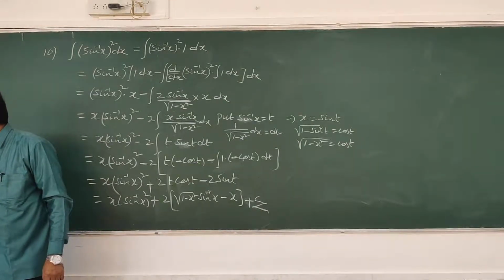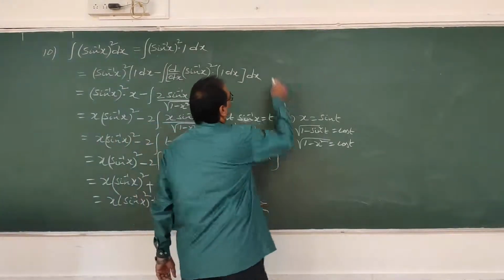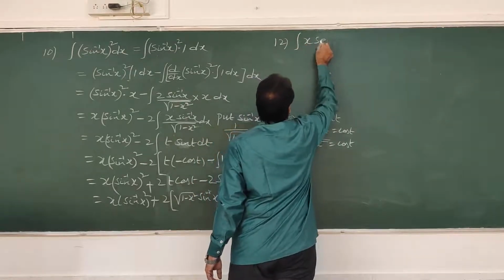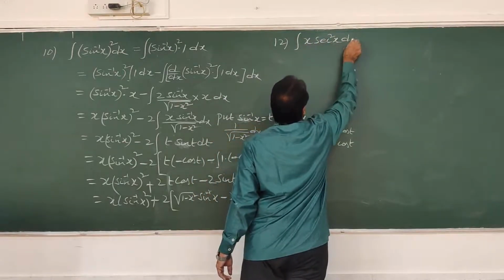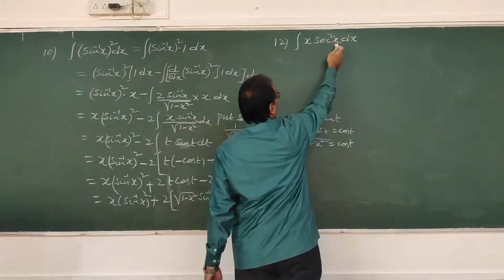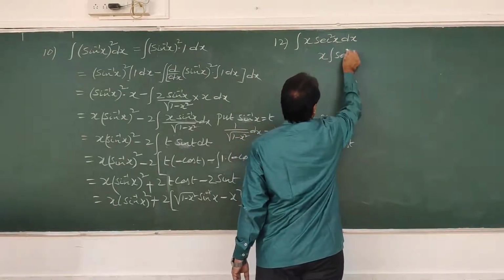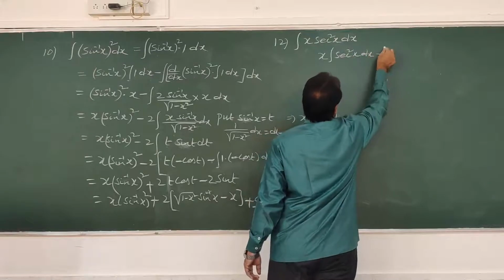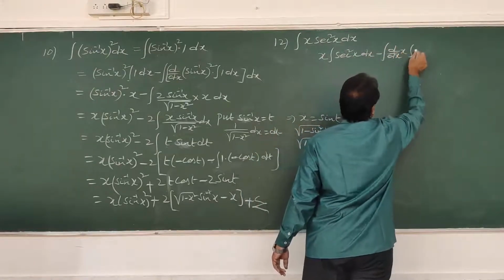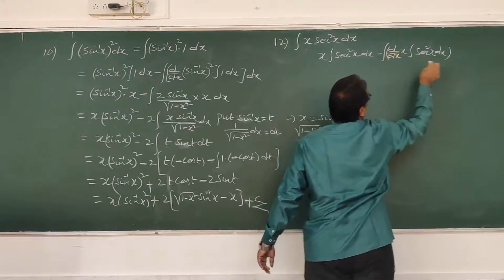Now we will move to problem number 12. Integral x secant square x dx. Do you have the integral of secant square x? Yes. So this is the first function, this is the second function. First function x into integral of second function secant square x dx, minus integral of derivative of first function into integral of second function dx. That's what we will do now here.